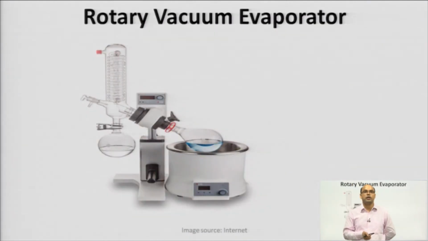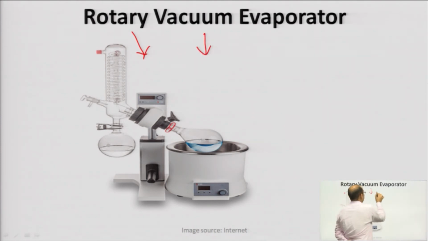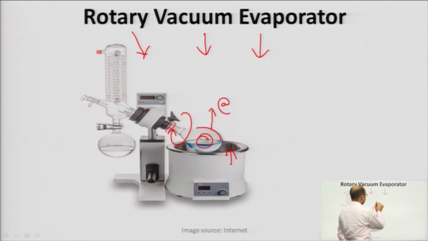This is the rotary vacuum evaporator, where we have the involvement of rotation, vacuum and evaporation. With rotation of this round bottom flask, heat is applied. The filtrate which is put over here forms a thin film on this surface, and the molecules get evaporated at a very low temperature.